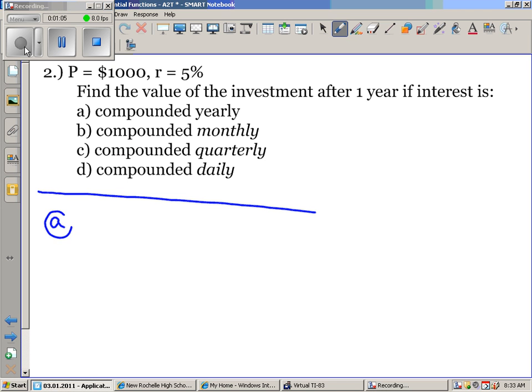Let's do 1. If things are compounded yearly, that means A is going to be equal to the principal, $1,000, times. If R is 5%, how do you represent that as a decimal? Yeah, it's going to be 1 plus 0.05 divided by, if it's compounded yearly, what's n? Good, because it's 1 year. Divided by 1 raised to the 1 times 1.